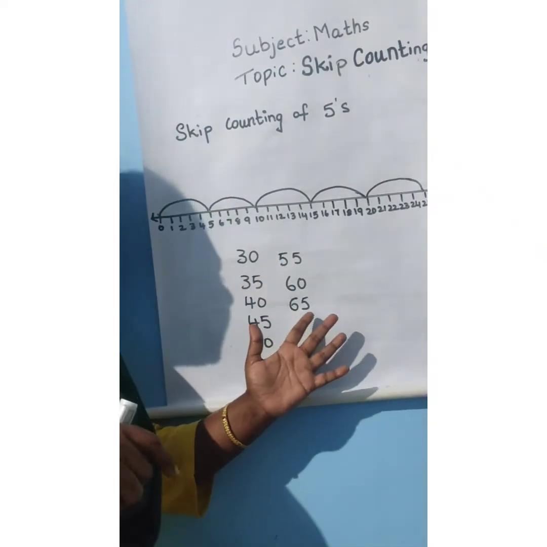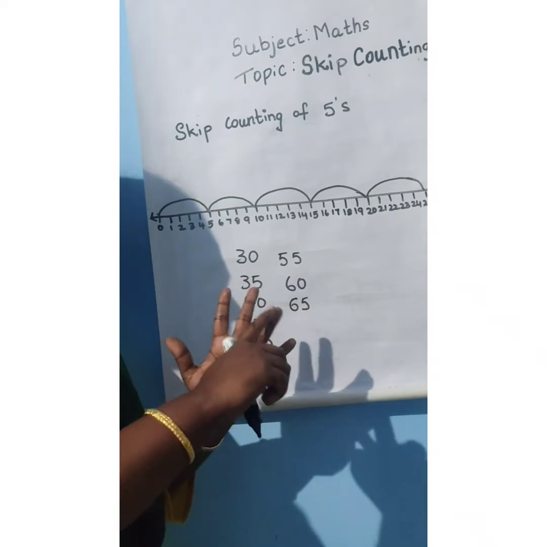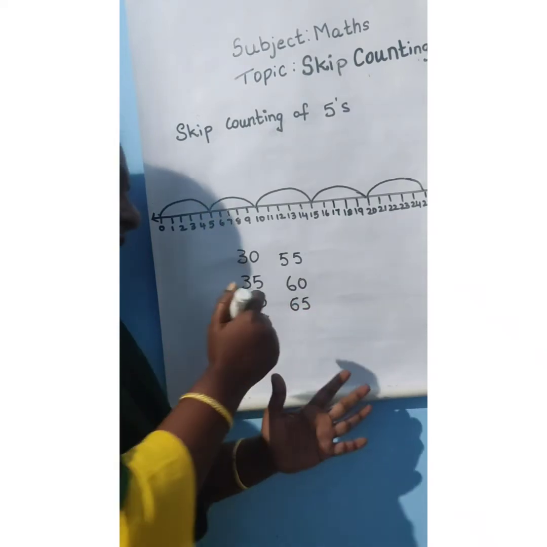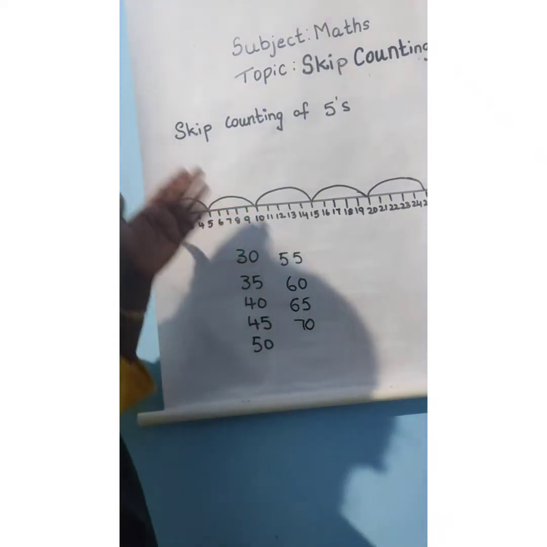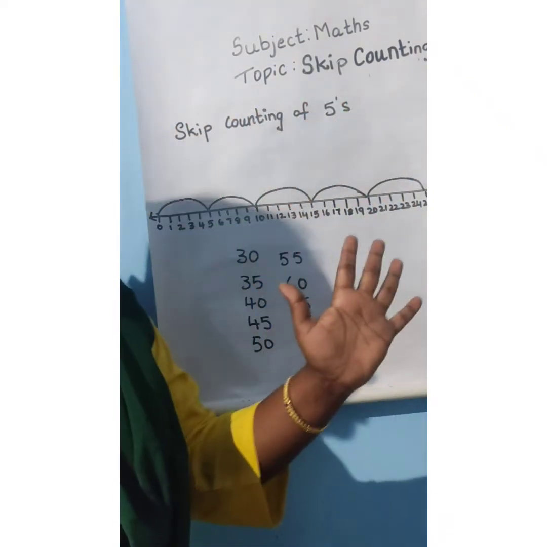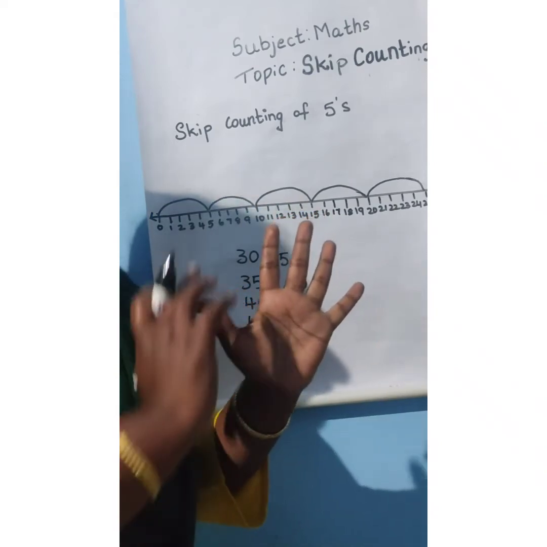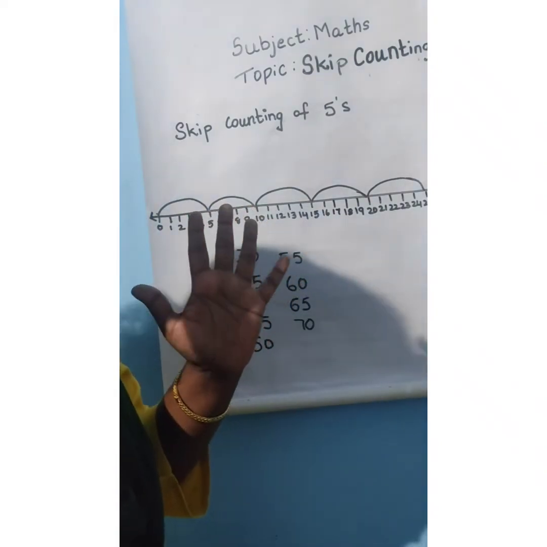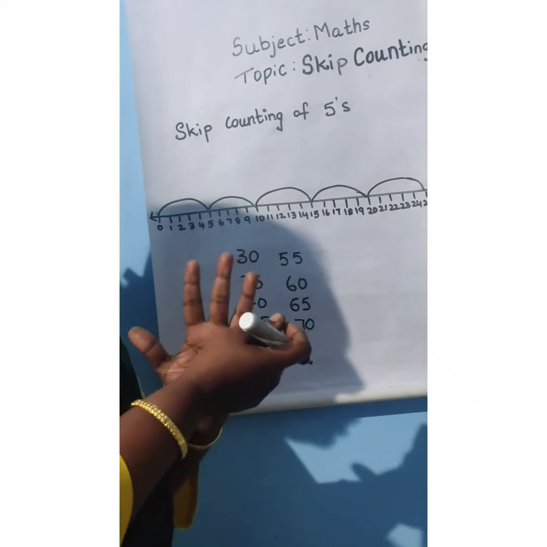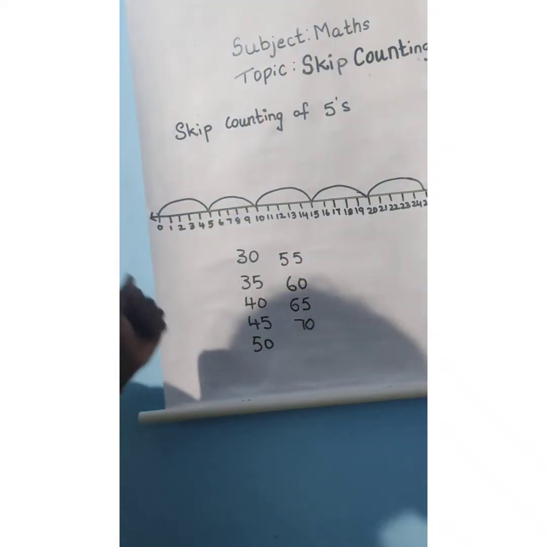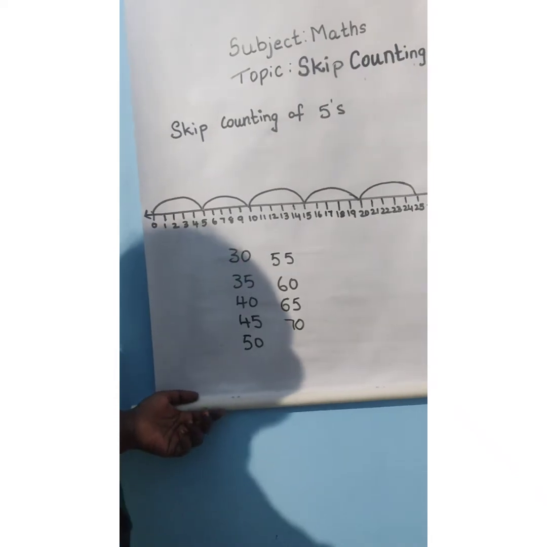So after 65, what is the number? 66, 67, 68, 69, 70. So 70 you should write. Okay, understood children? So skip counting of 5 means what you should do? You should count 5 numbers, leave those, and write the 5th number. Okay, yes, understood. Now we'll go for the skip counting of tens.